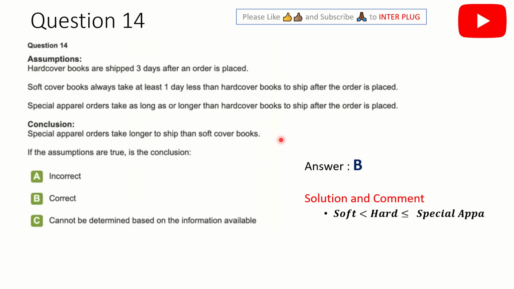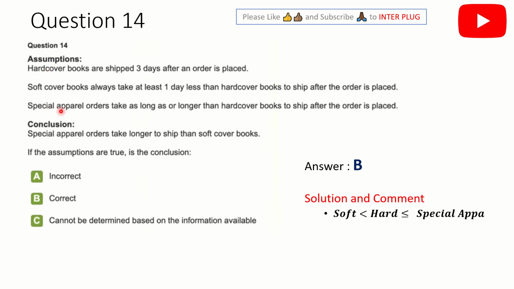Okay. Question 14. Here, another assumption question slash conclusion. You need to read the assumptions and then check the conclusion and see if it matches. The first assumption says hardcover books are shipped 3 days after an order is placed. Softcover books always take at least 1 day less than the hardcover books to ship after the order is placed, right? So it means that the softcover books are shipped earlier than the hardcover books.